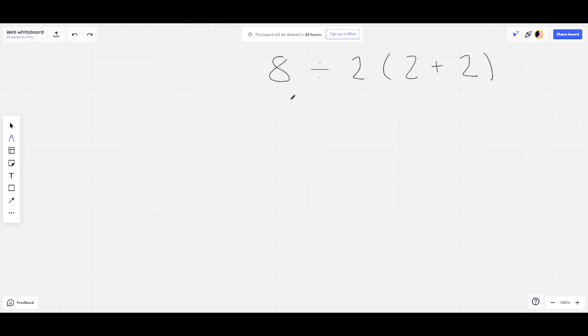For order of operations, you start with the parentheses. So, stuff in the parentheses: 2 plus 2 is 4. So we'll get 8 divided by 2 times 4, because this means multiplication, right? You're doing all this stuff in the parentheses, it's 4. Now you're just left with division and multiplication, which by order of operations you do left to right. So 8 divided by 2 is 4, and 4 times 4 is 16.